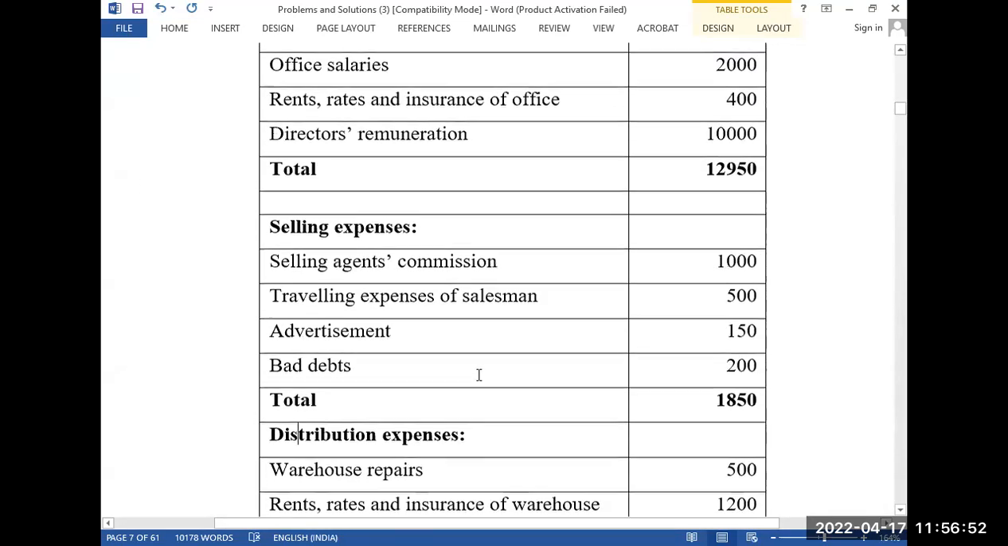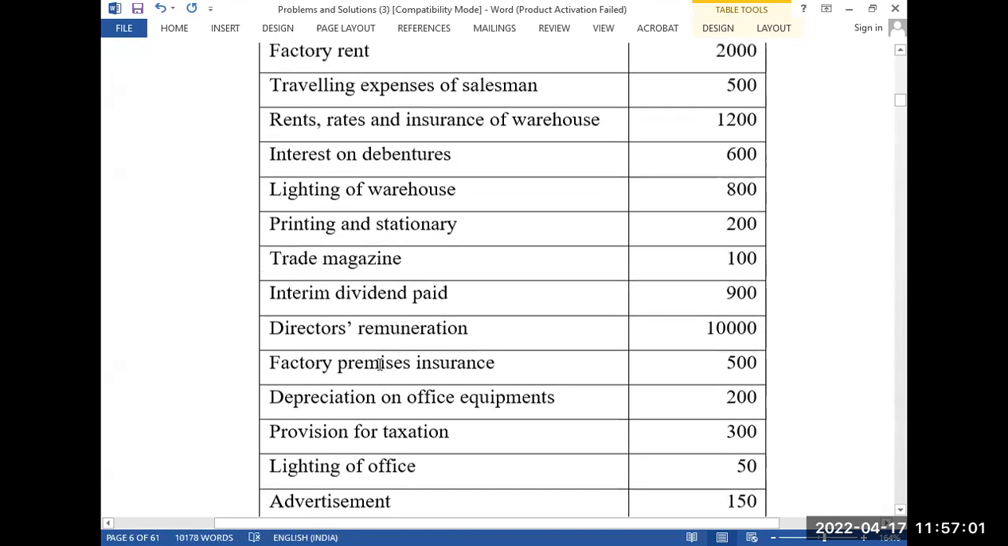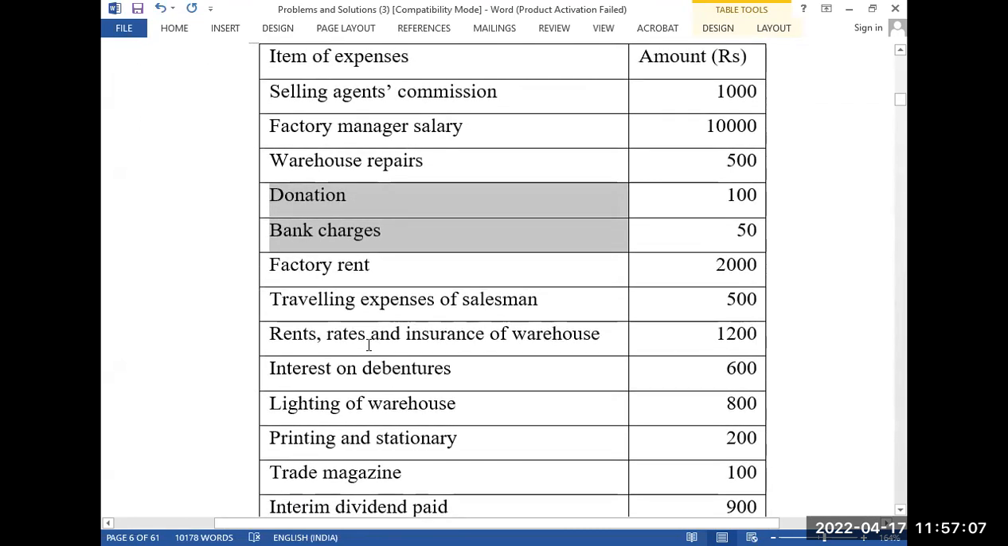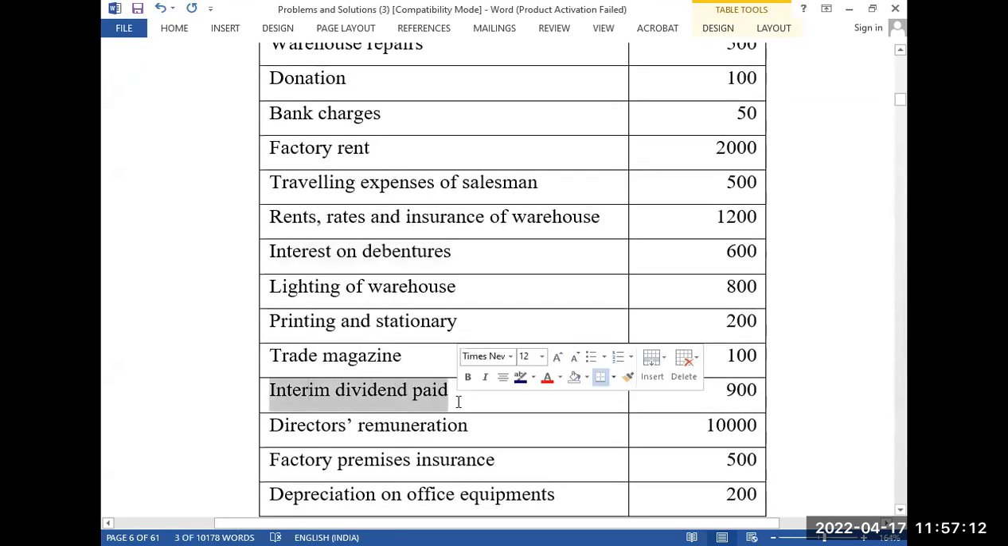So some of the items which do not come under the cost sheet, we already discussed. In this, what all is there? Donation, bank charges, interest on debentures, interim dividend paid. What is interim dividend? In between two accounting year ends, they will be giving you dividends, just like an internal mark. Your internal mark is there, and I come to know I will definitely pass in accounting because my CAA 1 mark is this much. Some companies won't give you an interim dividend.